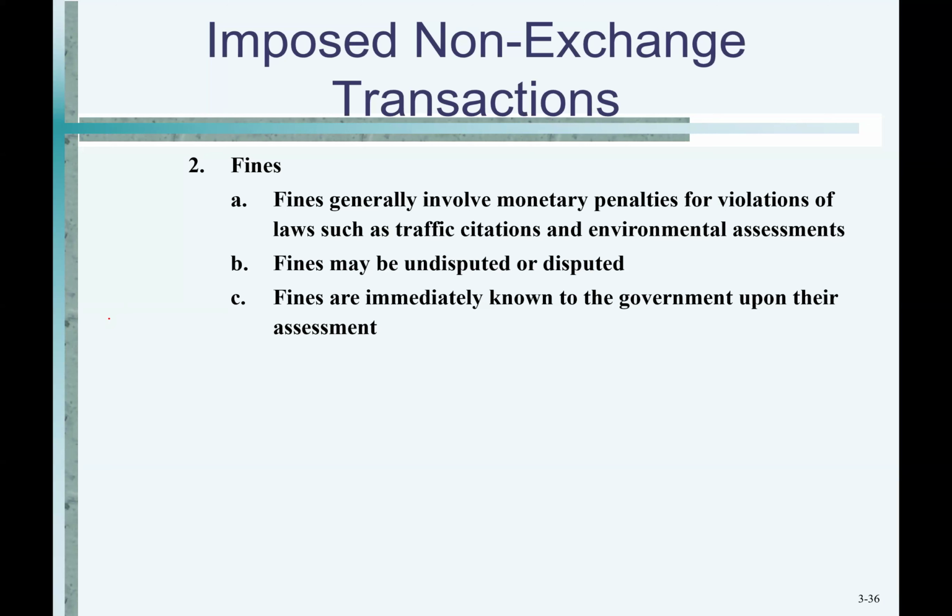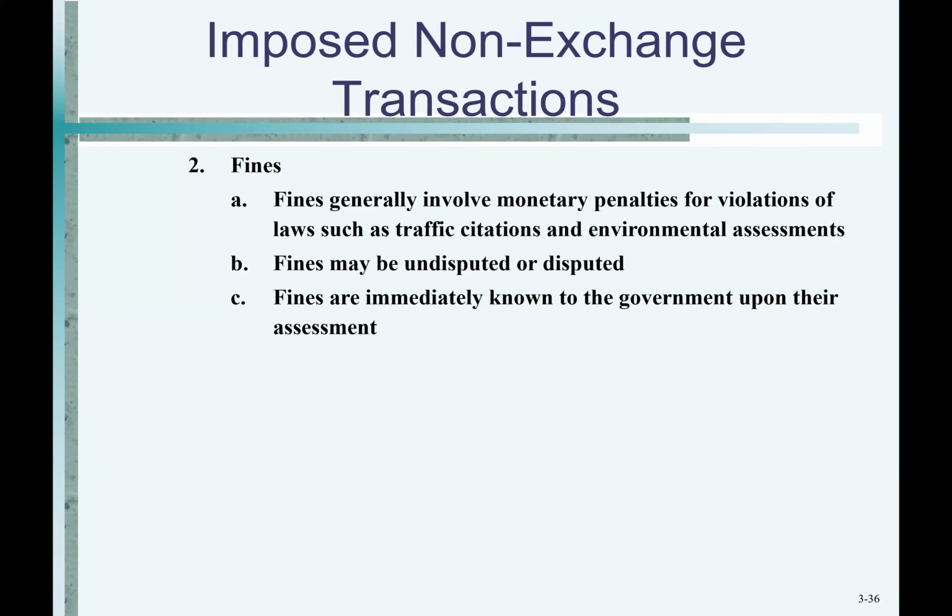Okay. Now, if we're dealing with fines, remember, we're still in the imposed category. And imposed says the government says, send me this much money, right? Property taxes, if you have a house, times whatever percentage, send me that money. They send you a bill and you better pay it, right? Fines, hey, you better pay it, right?